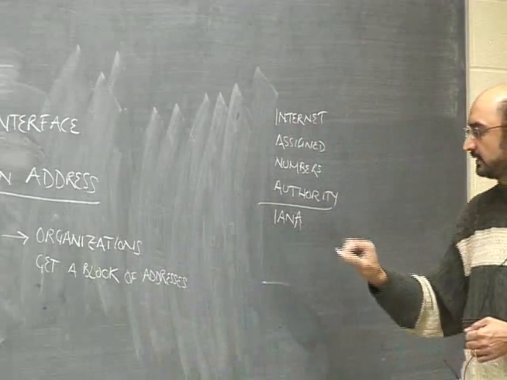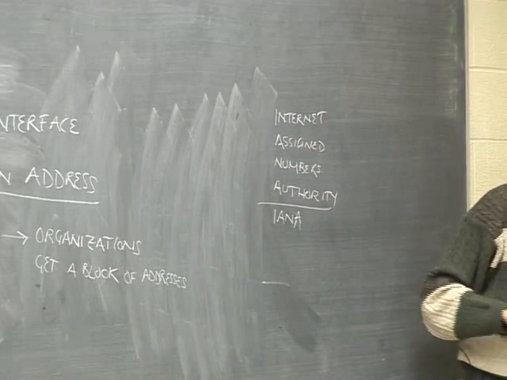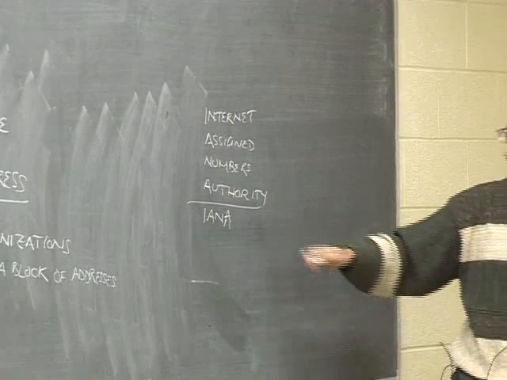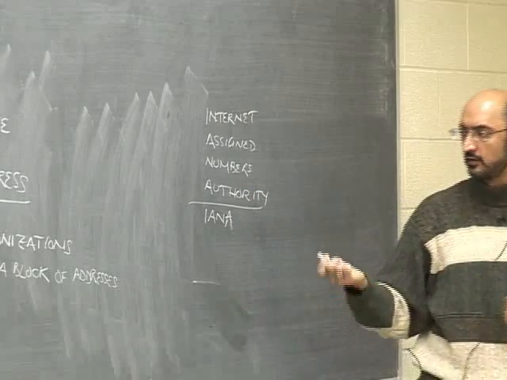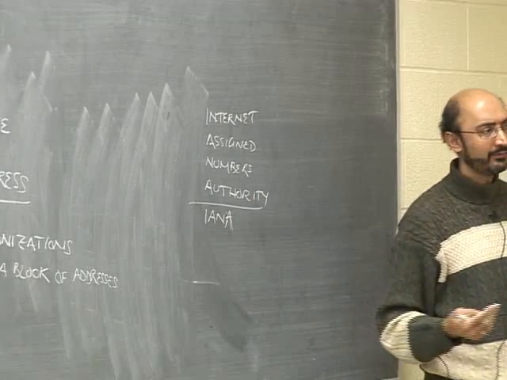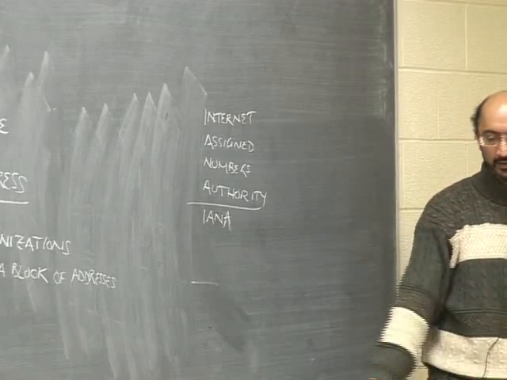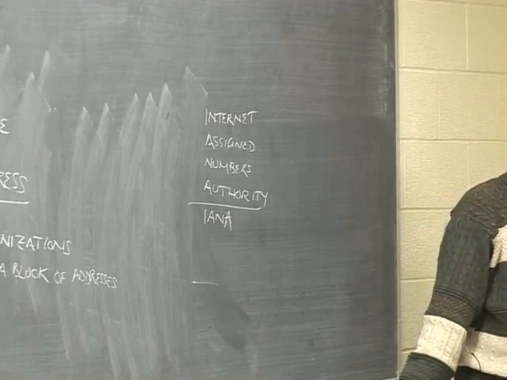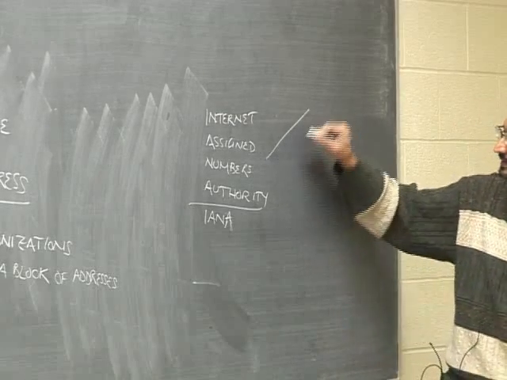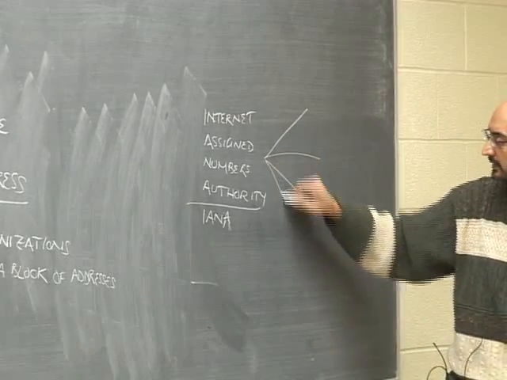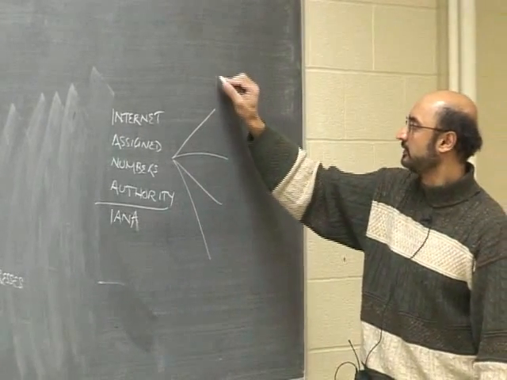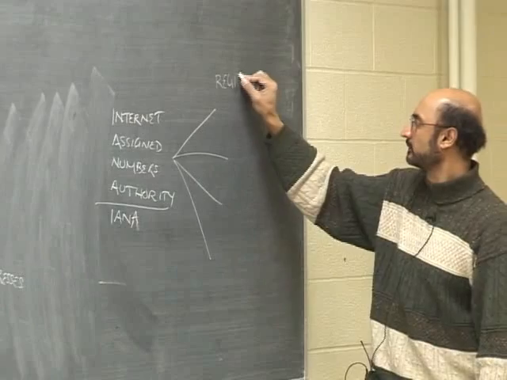IANA is a quasi-governmental or quasi-international organization, based in the US because that's where it started out. They have responsibility for and control over the entire address space of the internet, all 32 bits. What they do is divide it up into, I think, 5 or 6 registries, which we call registrars. I can't remember if it's 5 or 6.